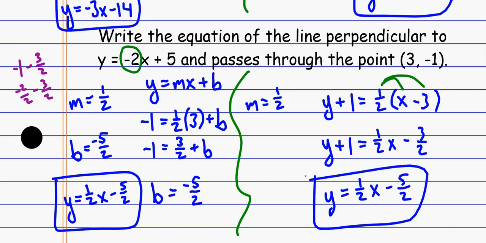Okay? Parallel lines, the slope is the same. Perpendicular lines, opposite reciprocal. We can use that to determine the equations of other lines as well. All right? And again, for writing those equations, either find the slope, find the y-intercept, plug it in, or point slope form and rewrite it in slope-intercept if we need to.